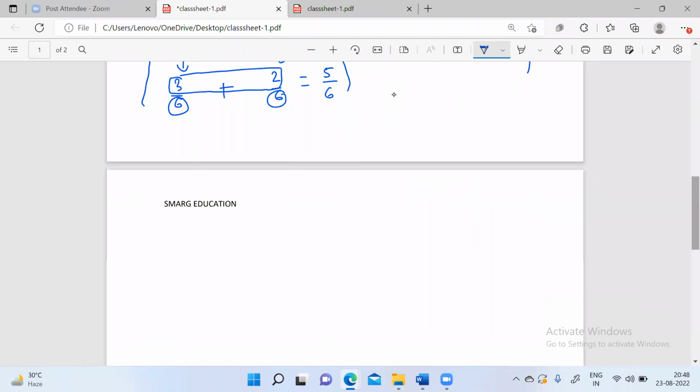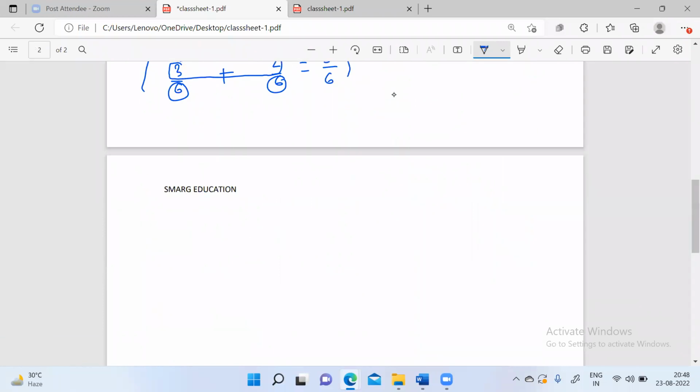Now if I want to add 2 1 by 2 and 5 1 by 3, what do we do? Tell me. Meher, you tell me this time. What do we do here? We'll make it a proper fraction. 2 into 2 plus 1.